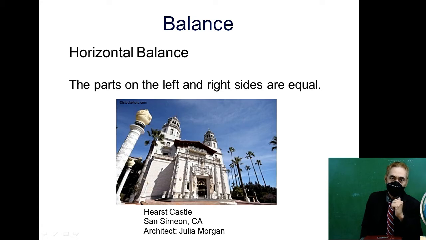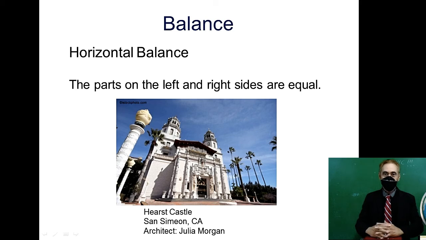Still on horizontal balance, the parts on the left and the right sides are equal. So this is horizontal balance. The left side and the right side are equal.